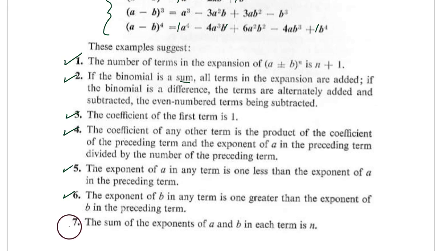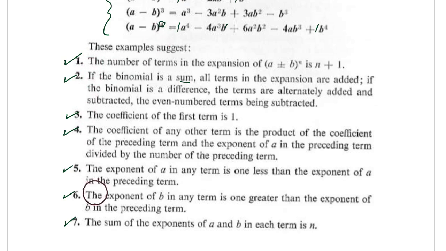And finally, the sum of the exponents of A and B is always n. So in our very last example, where n is a 4, the exponents always add to 4. In this case, A to the 4th has a 4, and there's no B at all. But over here we have A to the 3rd, B to the 1. So 3 of the A's and 1 of the B's is a 4, which matches the value of n here.